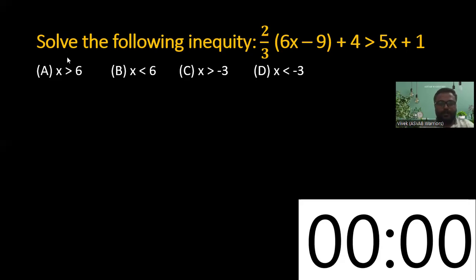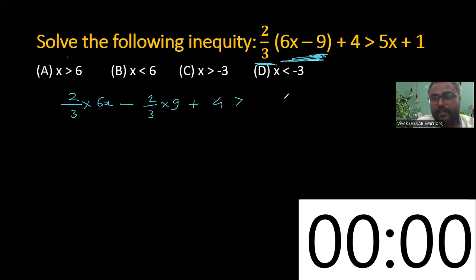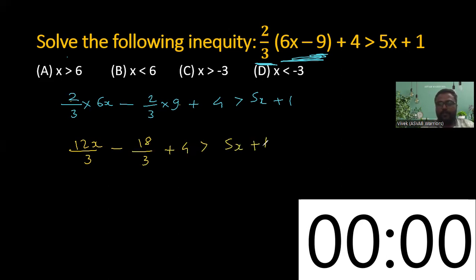Here we go, guys. The first thing that I'm going to do is multiply this 2/3 with this parenthesis. So 2/3 multiplied with 6x minus 2/3 multiplied with this 9. The remaining as it is. Remember to do one operation at a time. 5x plus 1. So let's do it now. So this 2 times 6 will become 12. 12x divided by 3 minus this 2 times 9 will become 18 over 3 plus 4 greater than 5x plus 1.